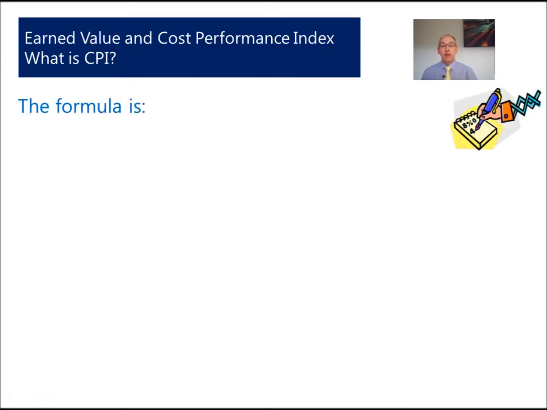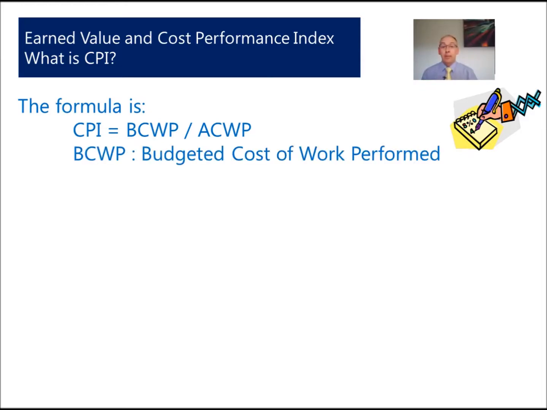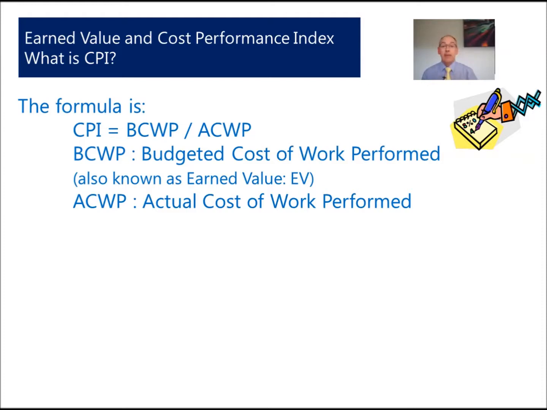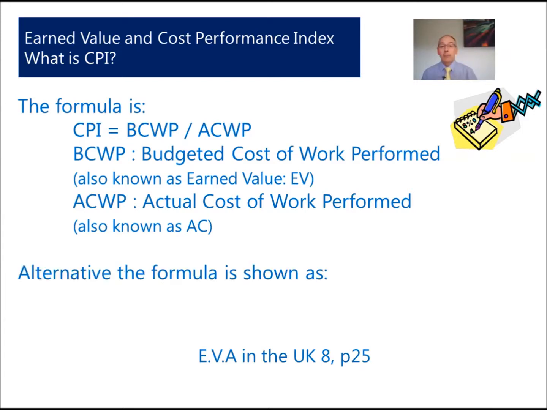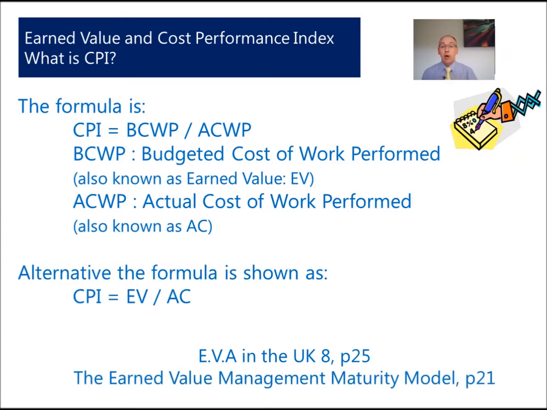So the formula: CPI, the Cost Performance Index, equals BCWP divided by ACWP. Now the BCWP is the budgeted cost of work performed, also known as the earned value. The ACWP is the actual cost of work performed, also known as AC. Now this is taken from Steve Wake's book EVA in the UK. An alternative formula that Ray Stratton identifies in his book The Earned Value Management Maturity Model is that CPI equals EV divided by AC.